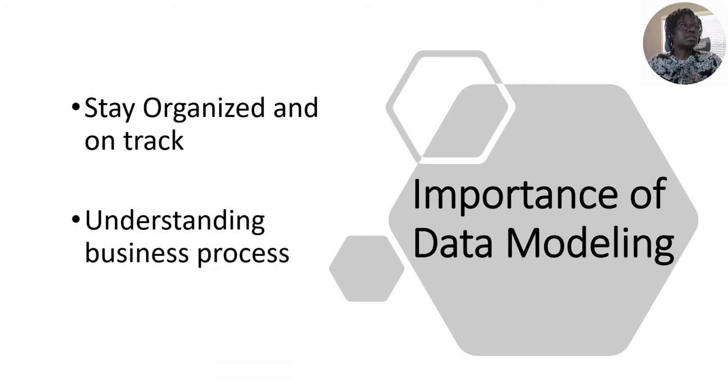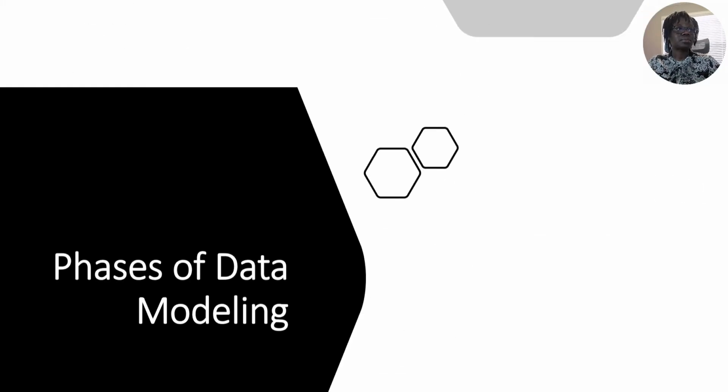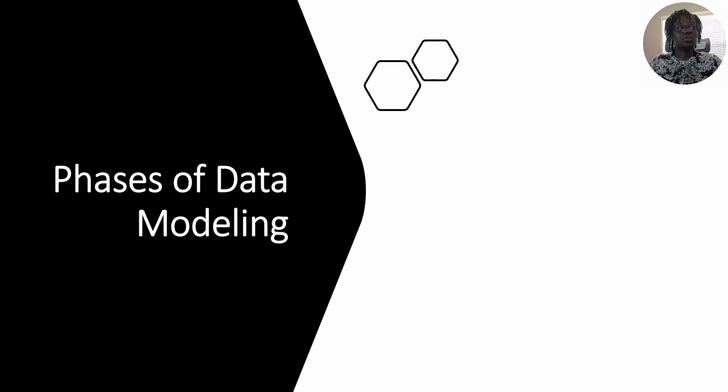It also helps to understand the business process. The process of data modeling forces you to define the business and its process in ways that others can understand. It is actually difficult to come up with a data model if you do not clearly know how the business is operating. Data modeling comes in three phases.